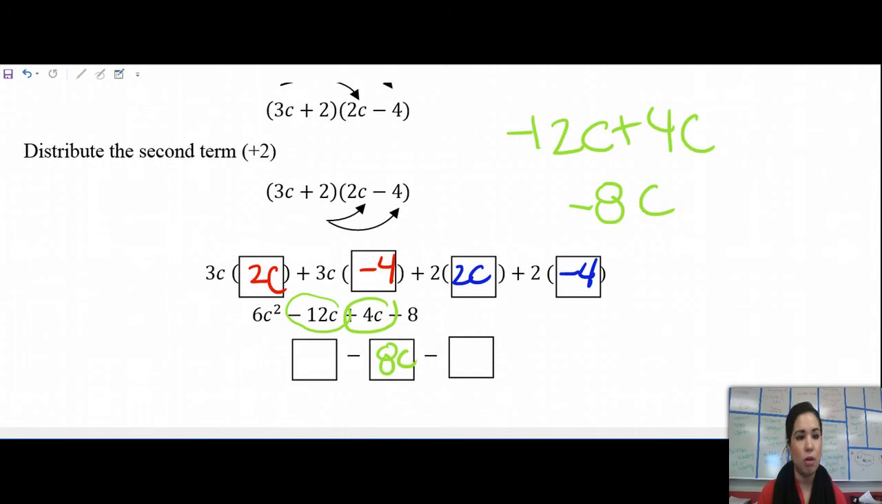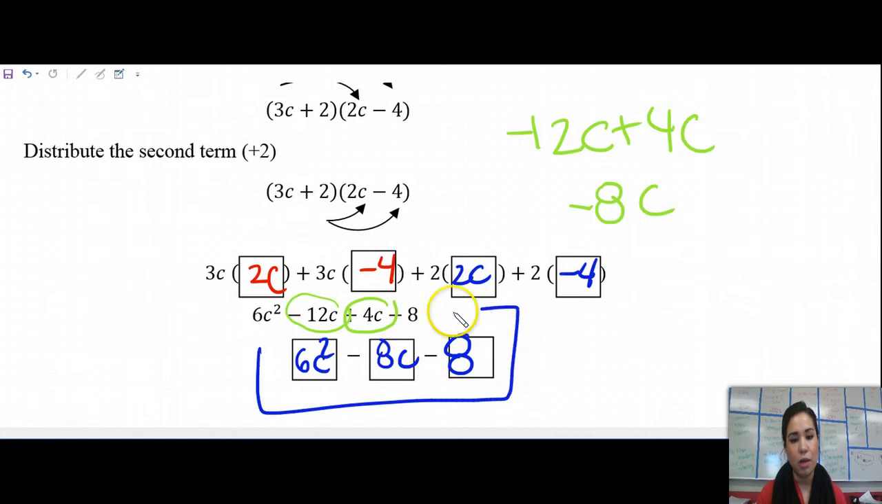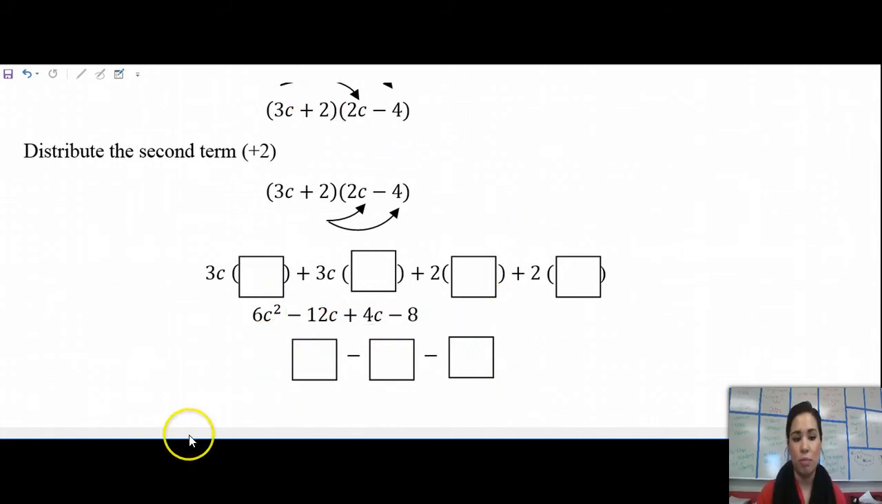Let me get a different color. So we're going to have negative 8c, and again, we write from the biggest degree to the smallest degree. So this could be 6c squared minus 8c minus 8. And this is my final answer because there's nothing else I can simplify. I'm completely done with my simplifying.